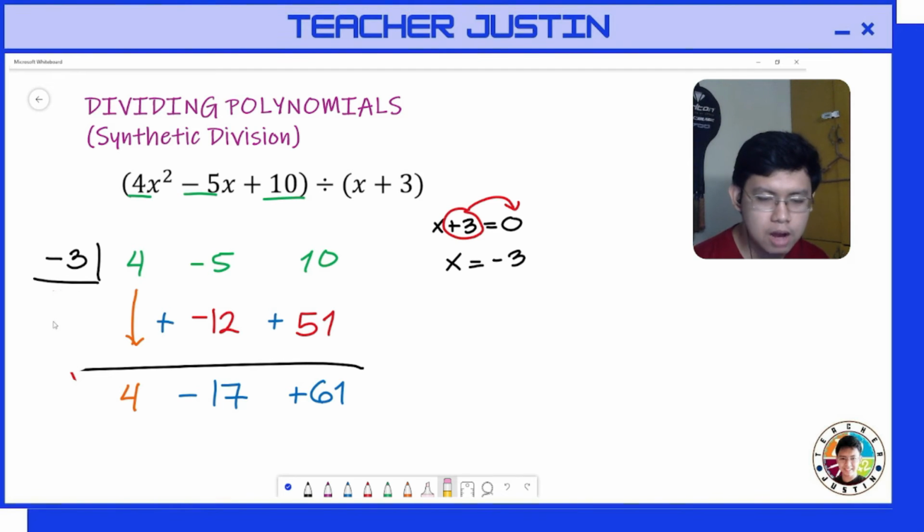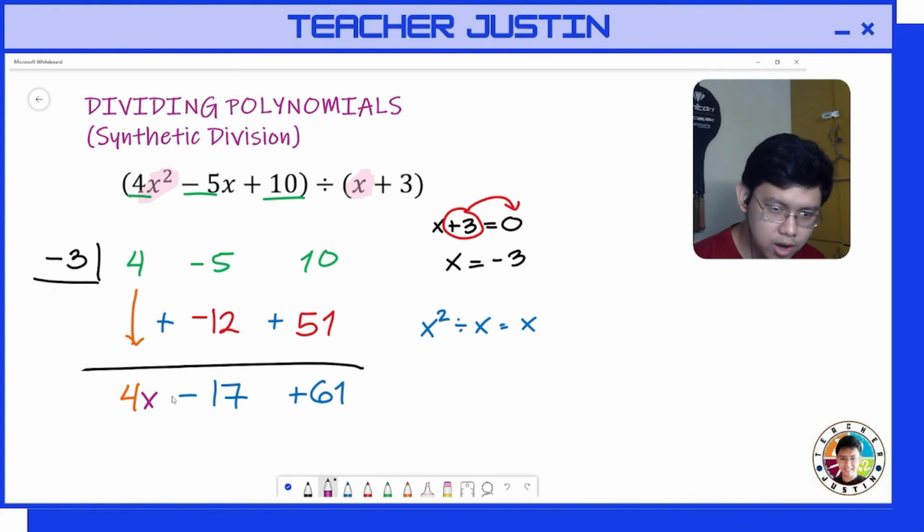So what will be our leading term? Since we divide x squared and x, our leading term will start with x because x squared divided by x is equal to x. So we will start with x followed by a constant. After our constant, it will be our remainder. So positive 34 will serve as our remainder.